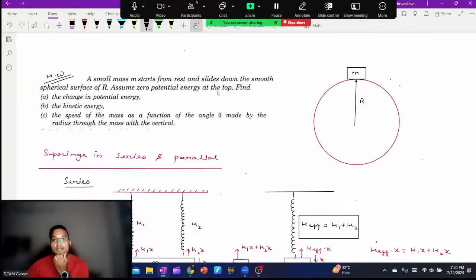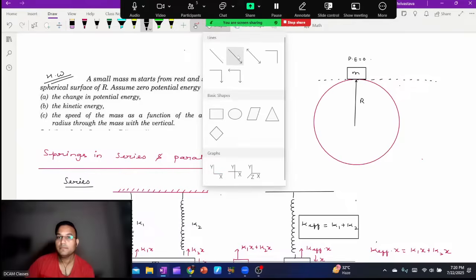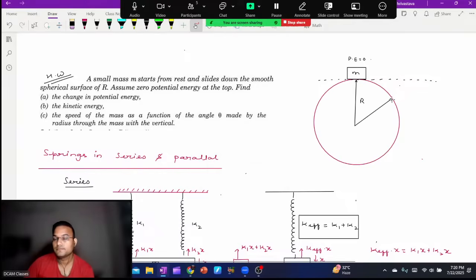Assume zero potential energy at the top. Here the potential energy is zero, meaning they have taken this as the reference point. Find the change in potential energy and the change in kinetic energy. The speed of the mass is a function of the angle theta made by the radius with the vertical. Okay. Now, what is happening?